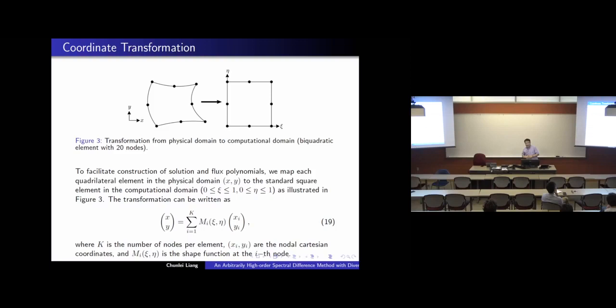And then you will relate to any points inside that physical element. We call it X, Y on the left. Xi and eta are coordinates of the square reference element. So now your mapping function will do the job analytically for you, so that you can get anything inside that specific element with a higher order polynomial representation.